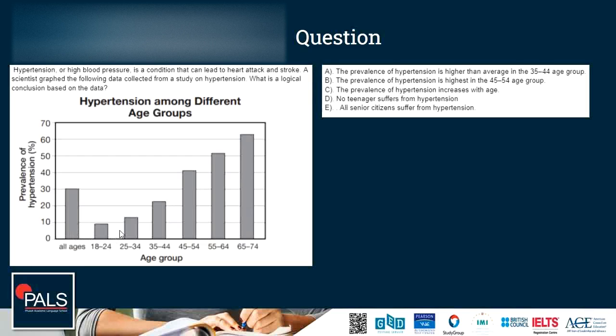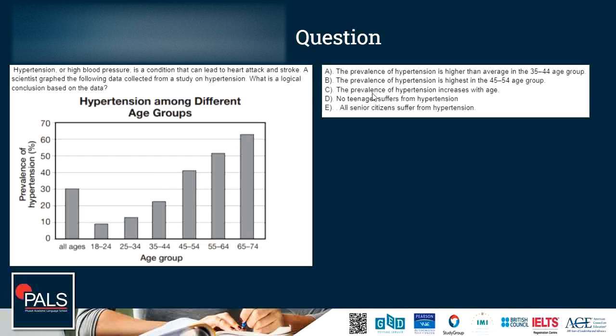No teenagers. We see 18 to 24. 18 is still a teenager, so teenagers do suffer from hypertension as well, or may suffer. 35 to 44, higher than average. 35 to 44, here's the average, is below average. And the prevalence of hypertension highest in 45 to 54, nope, it's in the middle somewhere, just above the average.